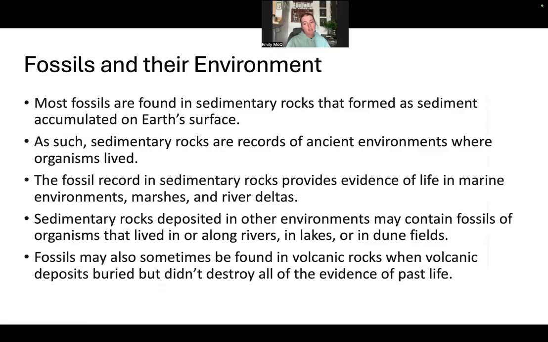I did put this little snippet in here. Fossils may also sometimes be found in volcanic rocks, which you'd think would destroy evidence of past life. This has happened in a few cases. First of all, the greenstone belt scenario at the beginning of this lecture. The other one that's really big is the Ginkgo Petrified Forest in Washington. There's a petrified forest in central Washington before you hit Vantage, just along the Columbia River on I-90, I believe. I think it's Ginkgo. It doesn't matter. You can look it up.